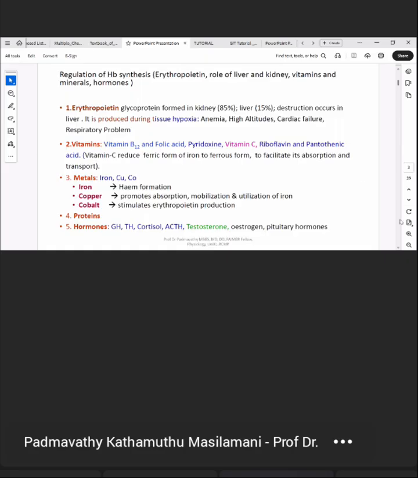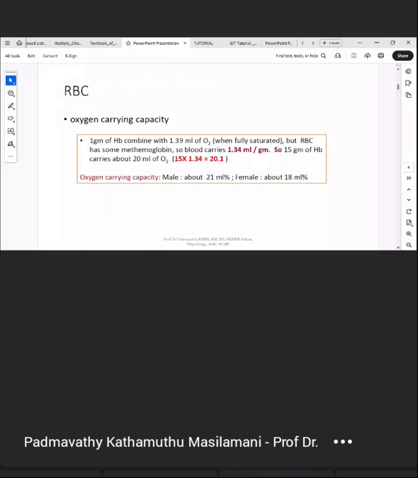In their deficiency, they produce macrocytic anemia. Chronic kidney disease will have erythropoietin deficiency, because it is synthesized mainly in the kidneys and only 15% from the liver. The calculation we already asked in the UOM. If you are asked for the oxygen carrying capacity, we have to multiply the hemoglobin content by 1.34 ml. So that gives the oxygen carrying capacity.